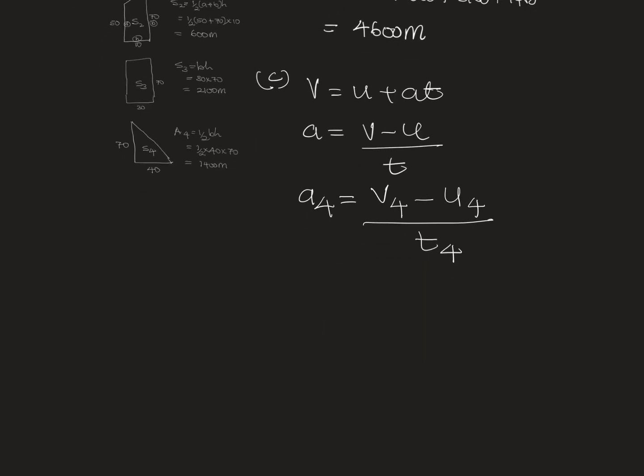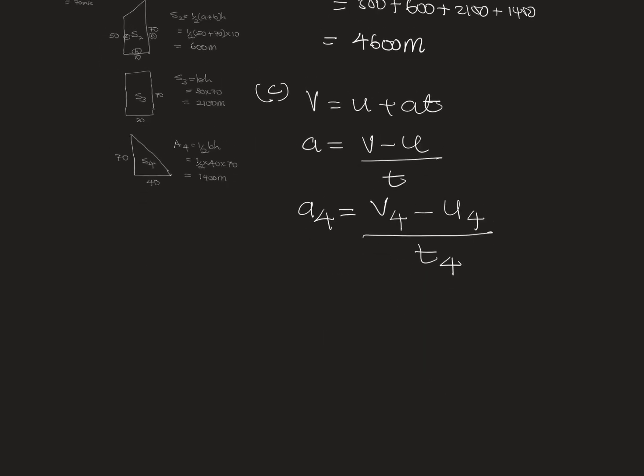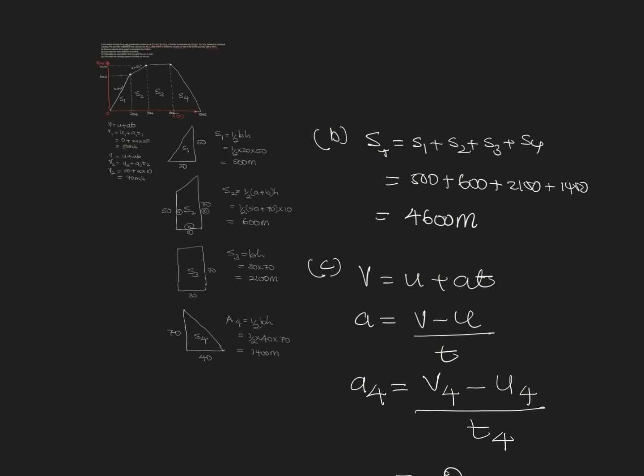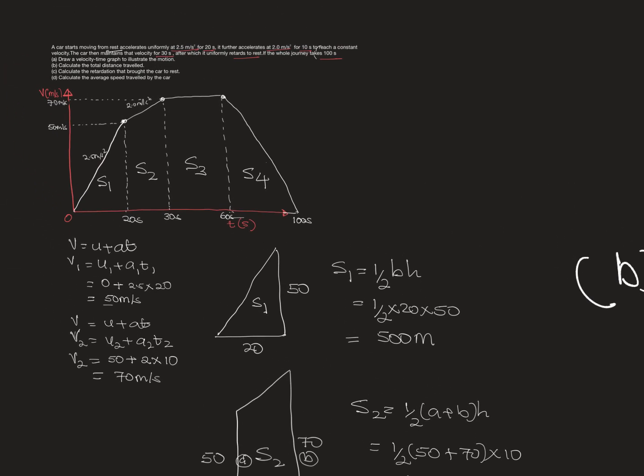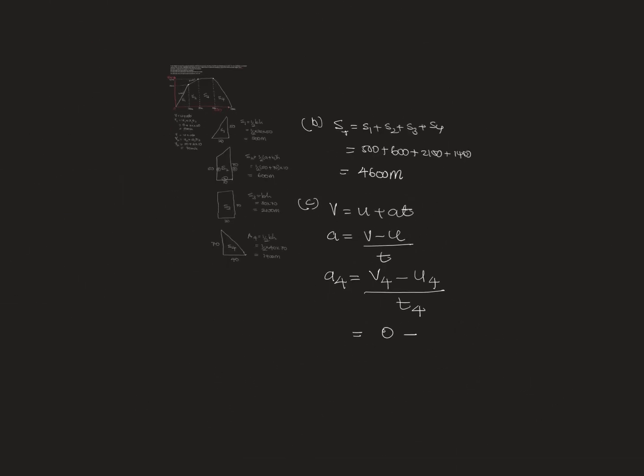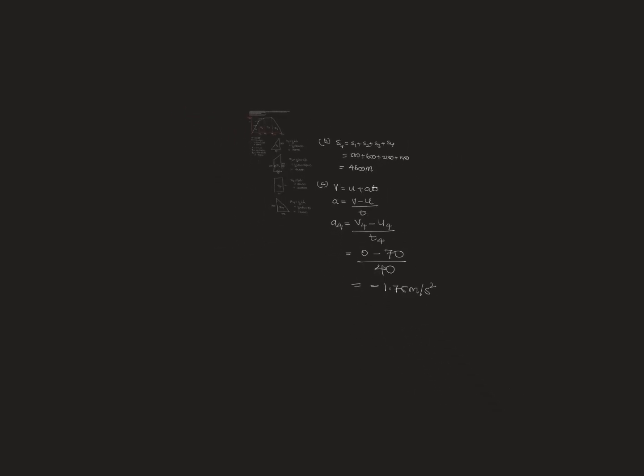So what is V? The final velocity, when a body comes to rest, will be 0, minus the initial velocity. The initial velocity will be from the point it starts to decelerate, which is 70. And the total time taken during deceleration will be 40 seconds. So what do we get? We're going to have minus 1.75 meters per second squared. So that is the deceleration.